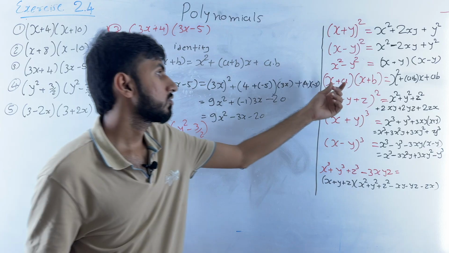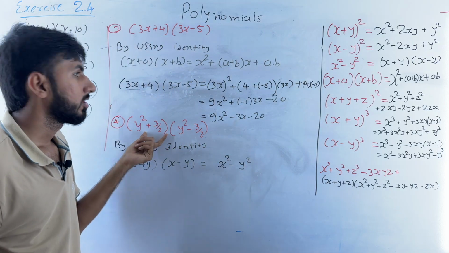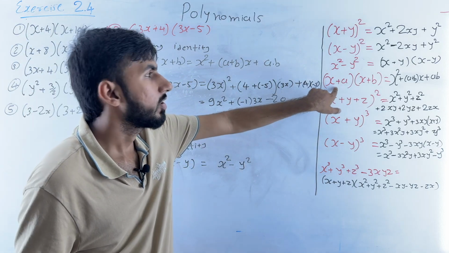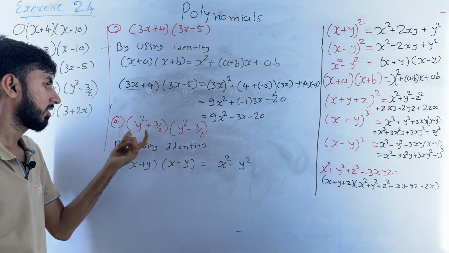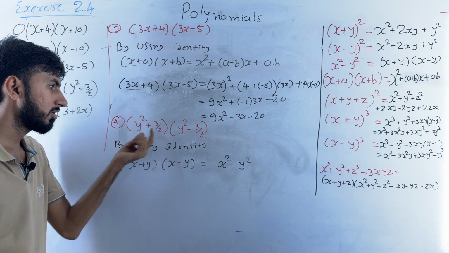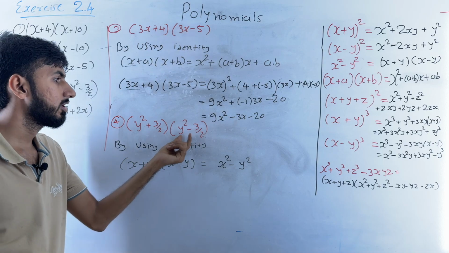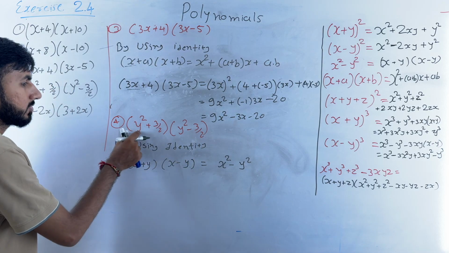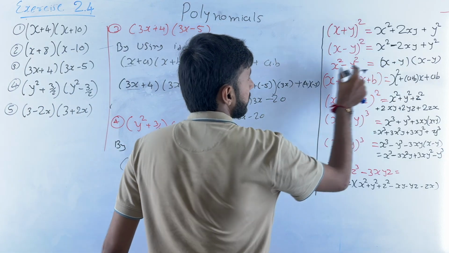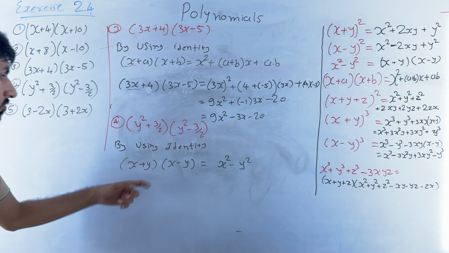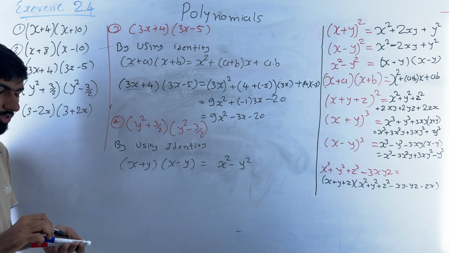Why have I not used this identity in this question? I can use this identity, there is no problem, but I have a special identity for this type of question: one variable plus another variable, one variable minus another variable, x plus y, x minus y. So I have (x plus y)(x minus y) is equal to x square minus y square. So I have used this identity, and it will be very easy for me to answer the question.